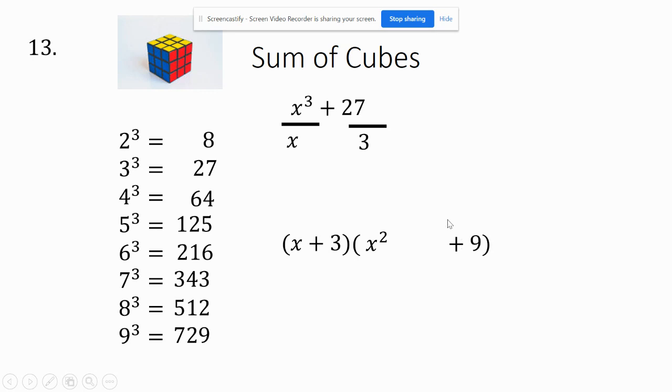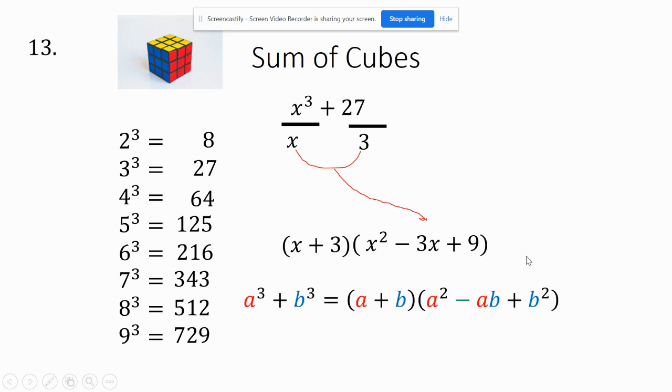And then my middle term will be simply 3 times the x times this negative 1, and I put it there, negative 3x. That's what x cubed plus 27 factors to. It's called a sum of cubes, and has a special formula like right here. You'll notice the cube root of each term gives your a plus b, and then it's your a squared minus the two terms times each other, but it's a negative, plus b squared.